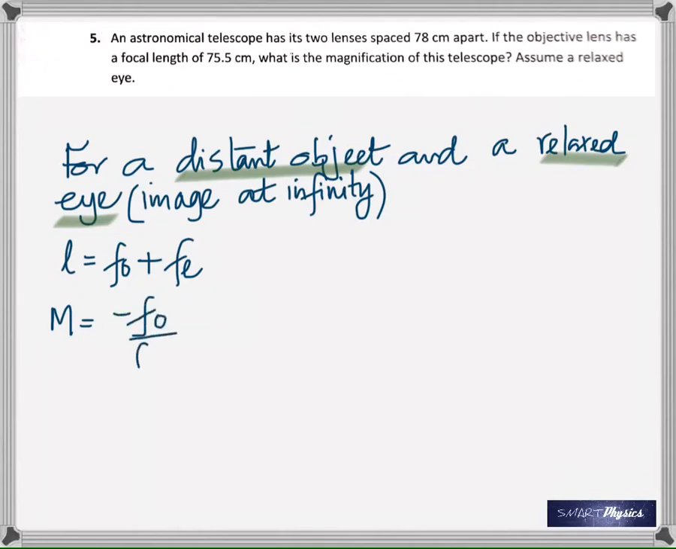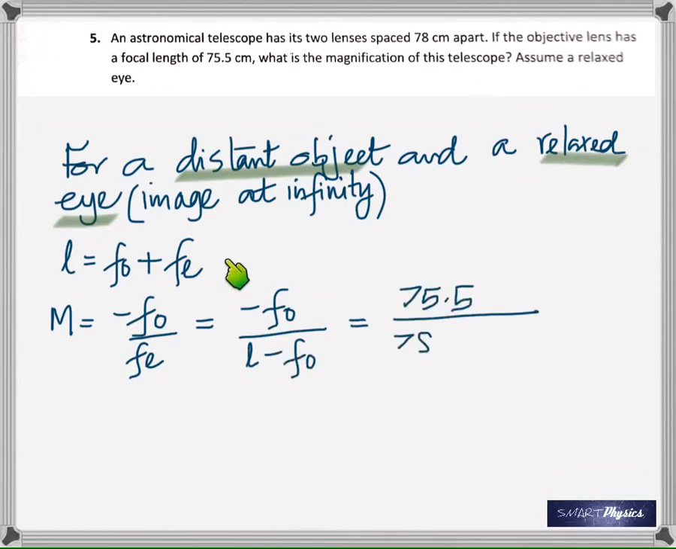And then magnification is minus FO by FE. So now we can substitute for the focal length of the eyepiece from this equation as L minus FO, and the problem is solved. You calculate that, you get minus 30 times. That's it. So just remember, this can be used only if it says it's a relaxed eye. That means the final image is at infinity.